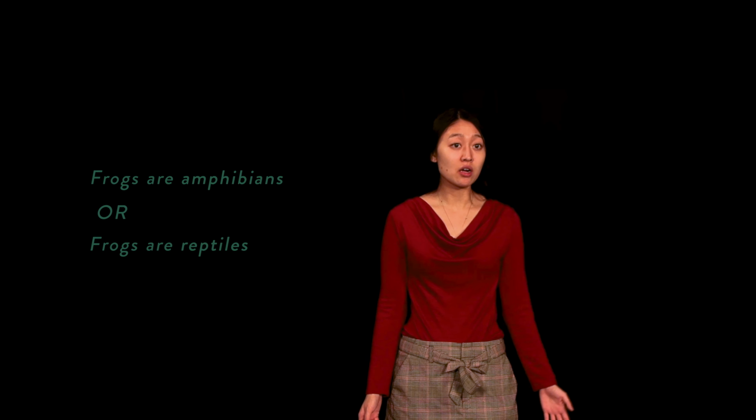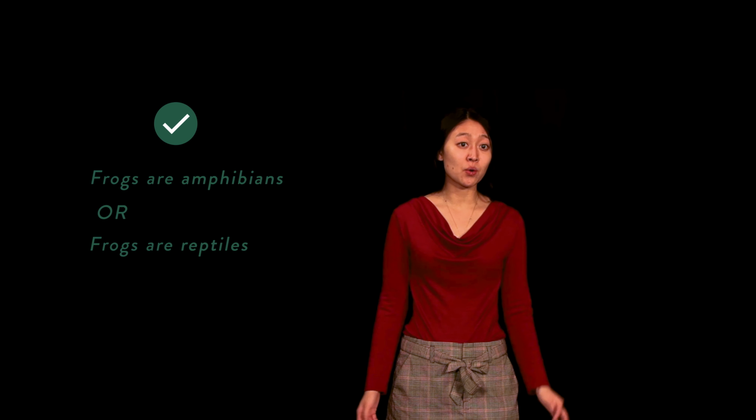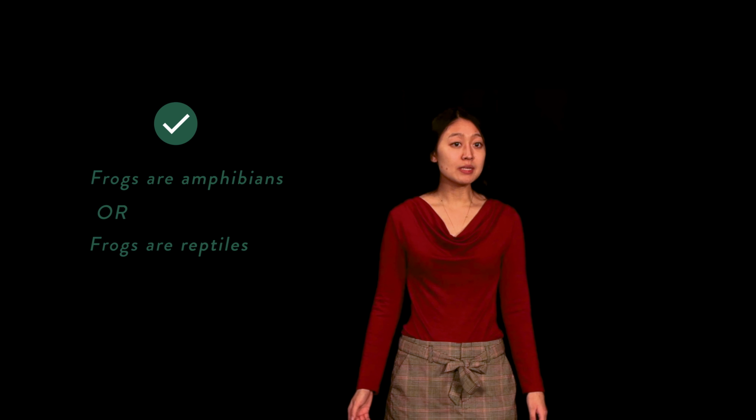Now let's consider some disjunctive propositions. Firstly, let's look at "frogs are amphibians or frogs are reptiles." This happens to be true whether we use an inclusive or an exclusive "or." This is because only the first of the two subpropositions is true, and when only one of the propositions is true, both the inclusive and exclusive "or" statements turn out to be true.